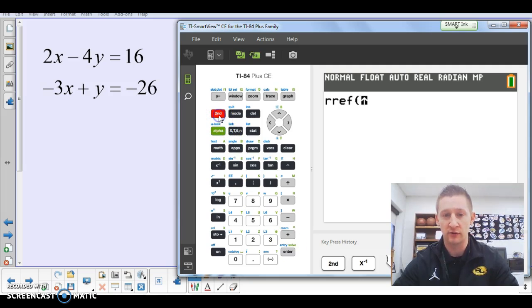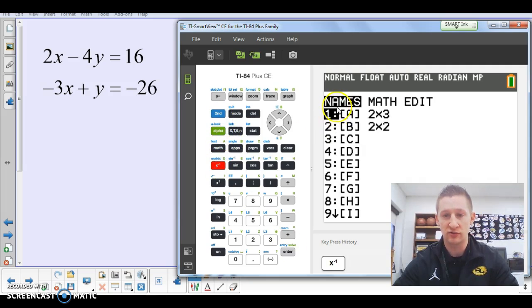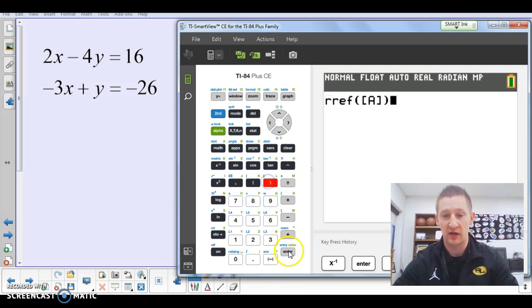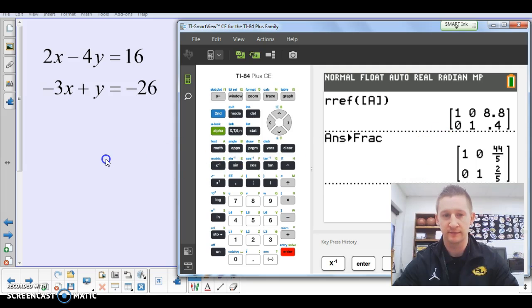I'm going to find the reduced row echelon form of whichever matrix I edited. Well, that's matrix A. So put matrix A into reduced row echelon form. Bingo, there it is. So I've got 1, 0, 8.8 and 0, 1, 0.4. Okay. Now here's what that means. And maybe if you don't like decimals, we can always change those into fractions. Fractions are required for the answer.